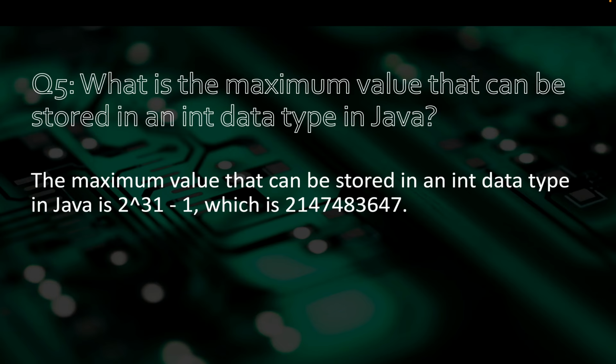Question number 5. What is the maximum value that can be stored in an int data type in Java? The maximum value that can be stored in an int data type in Java is 2 raised to 31 minus 1, which is 2,147,483,647.